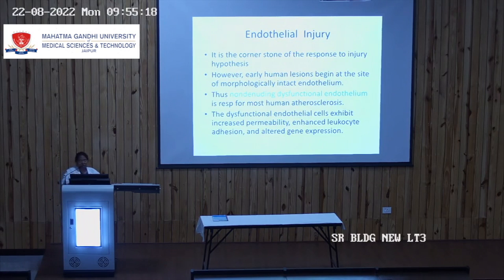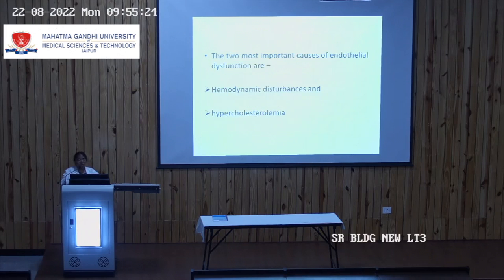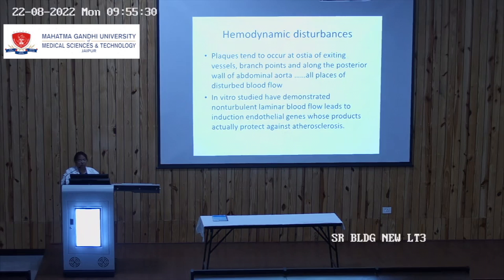So this we have read, endothelial injury. How does it occur and what happens when the injury occurs? The two most important causes are hemodynamic disturbances and hypercholesterolemia. Secondly, we will read about the hemodynamic disturbances. What is the evidence that hemodynamic disturbances result in endothelial injury?